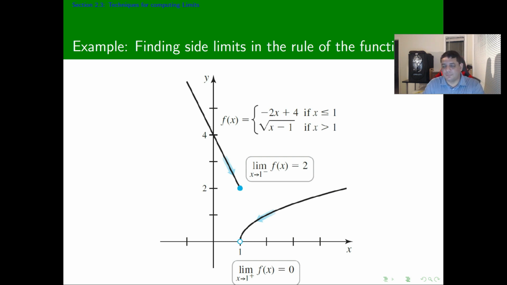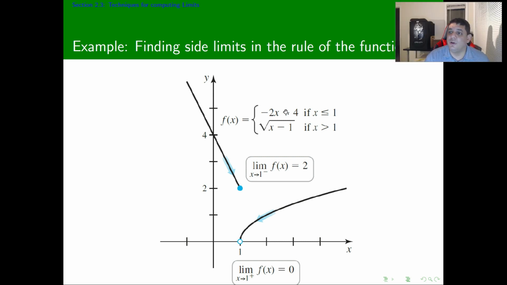Now, let's take a look at an example, and at the same time we're going to use a piecewise function, and we're going to check those limits. So in here we call something a piecewise function if it is one function up to a certain point and there is another function after a certain point.